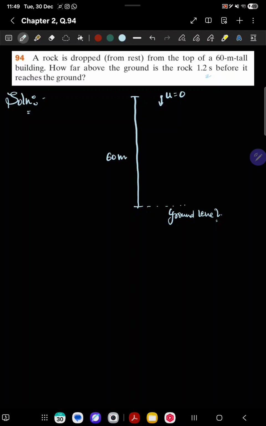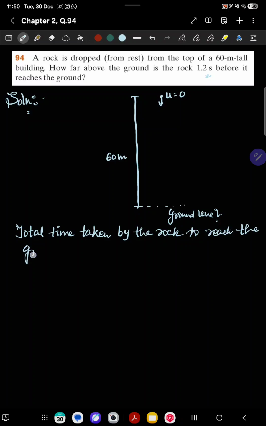So the first thing that we can do is calculate the total time taken by the rock to reach the ground. For that we can use the second equation, which is s equal to ut plus half gt square.